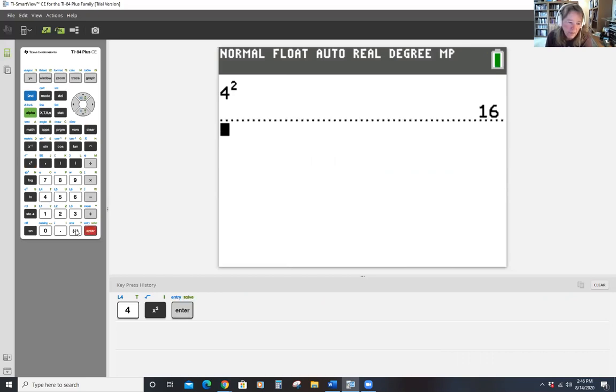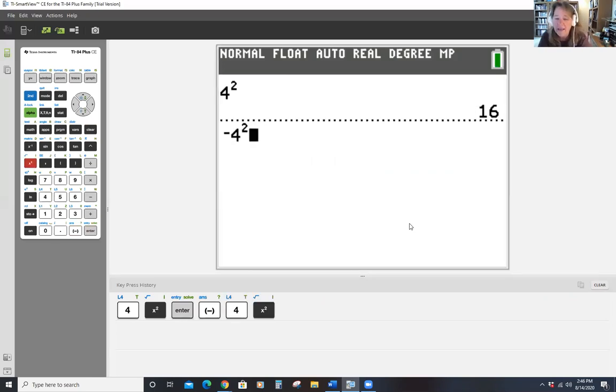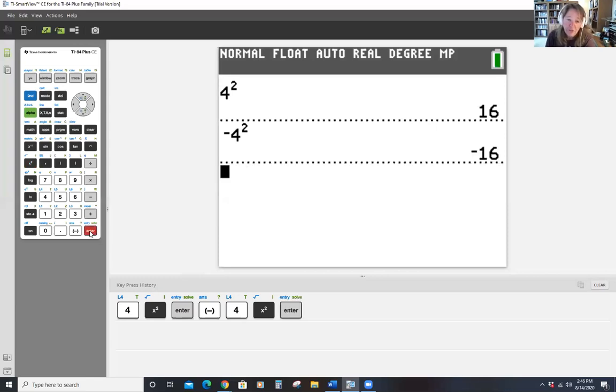Okay, now I'm going to do negative 4 squared. I want you to hit the negative 4 and the square, but do not hit the enter button. Just look at it. And I asked this question when I did the class, and most people, when they guessed an answer, they guessed 16. So let's see what happens. The answer is negative 16.